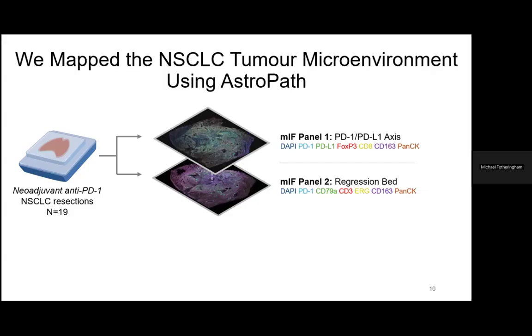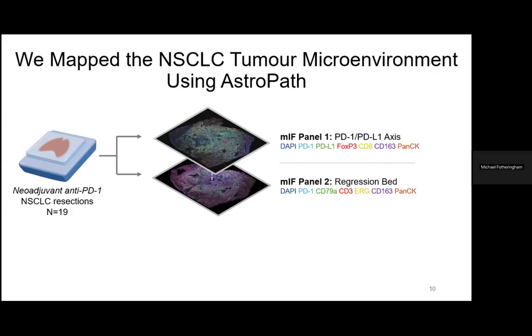And we've stained sequential sections from each tissue block with two multiplex immunofluorescence panels. Panel 1 is targeting the PD-1, PD-L1 axis, and it's got players on it like PD-1, PD-L1, FOXP3, measuring our T regulatory cells, CD8, our cytotoxic T cells, CD163 would be our M2 leaning macrophages and a tumor marker.